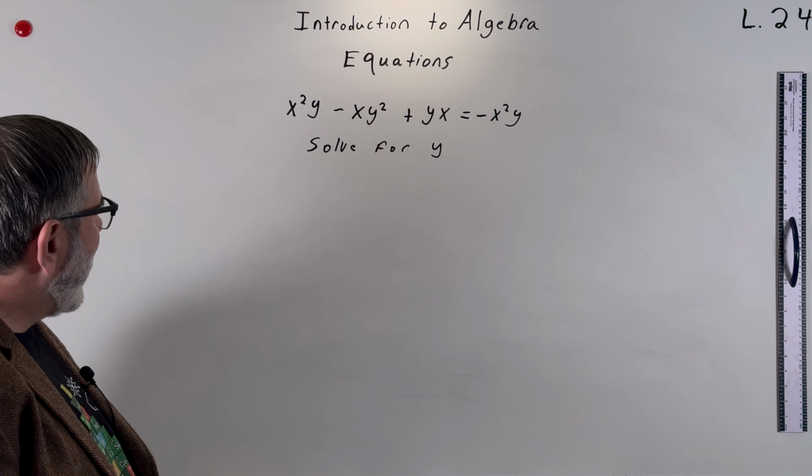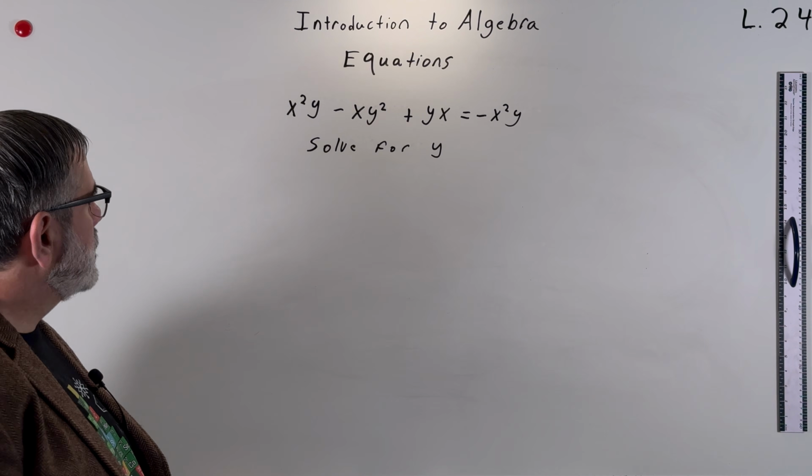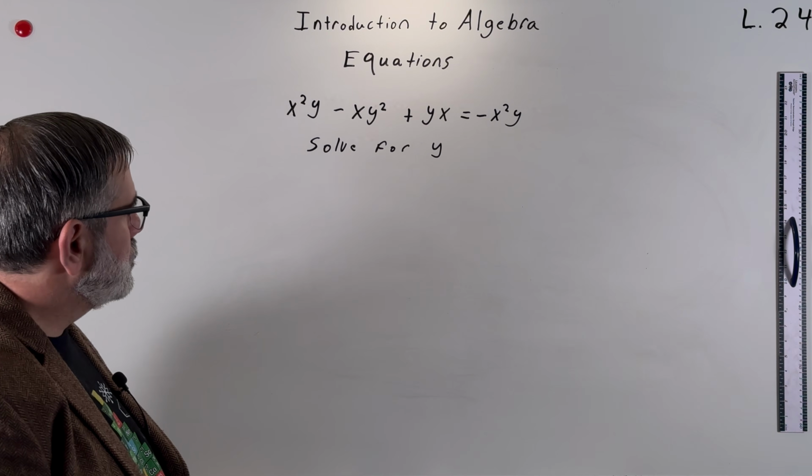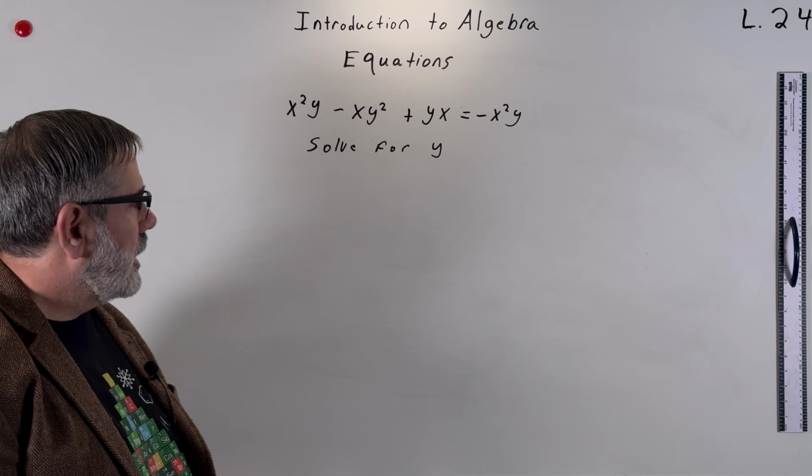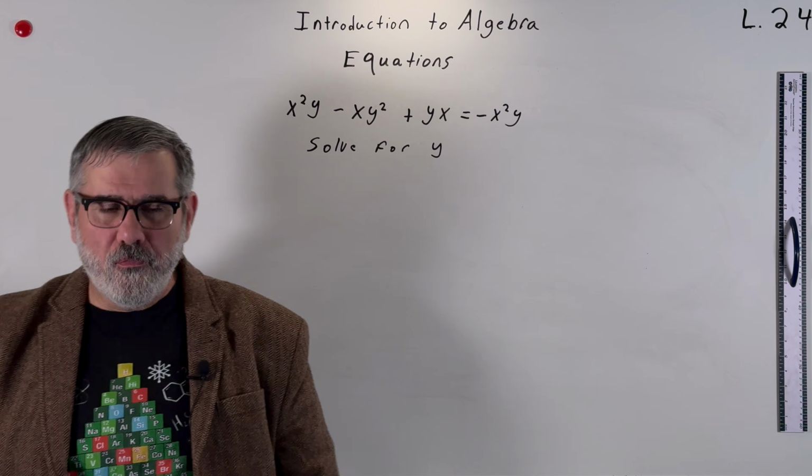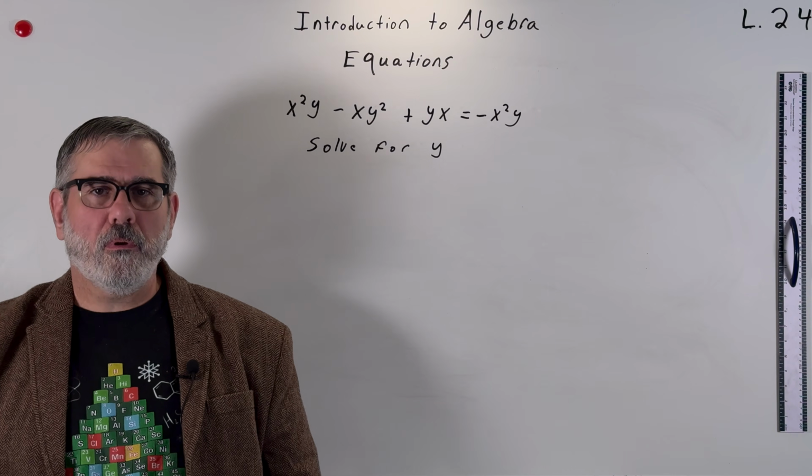So here we have the equation x squared y minus xy squared plus yx equals minus x squared y. I would like you to solve for y. So pause the video. Try that now at home. Come back when you have your answer.